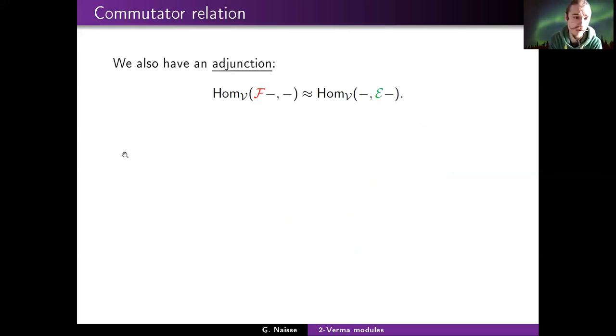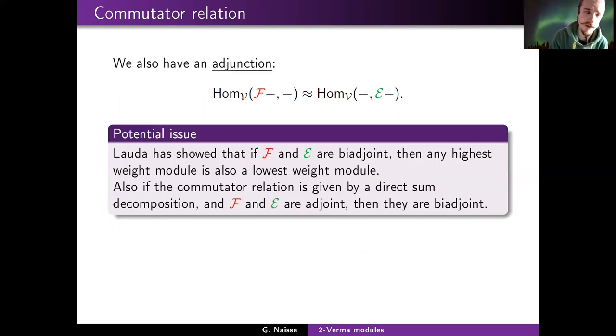But first I need to warn you about something, is that again, you have an adjunction. So F is left adjoint to E. But now here is an issue, a potential issue. The issue is that if E and F are biadjoint, so if E is also left adjoint to F, then it's possible to show that if you categorify a highest weight module, it will also be a lowest weight module, because you can play with the property of the biadjunction to slide what kills the highest weight module to what kills the lowest weight module. So it means that we cannot hope to categorify Verma where E and F are biadjoint.